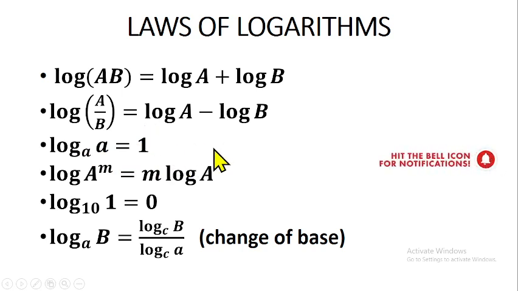Log 1000 base 1000 is 1. Log 1 base 1 is 1. Log 2 base 2 is 1. Log 3 base 3 is 1. Log 8 base 8 is 1. Log 5 base 5 is 1. Log any number, and when the base is the same, that number is going to give us 1. So I hope you understand this very well.